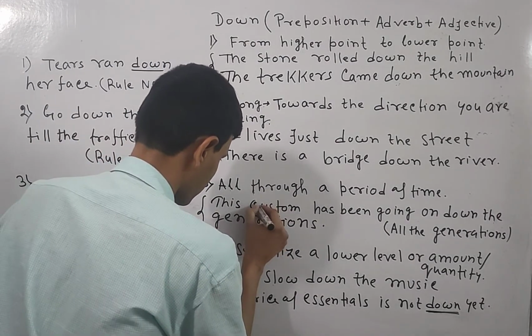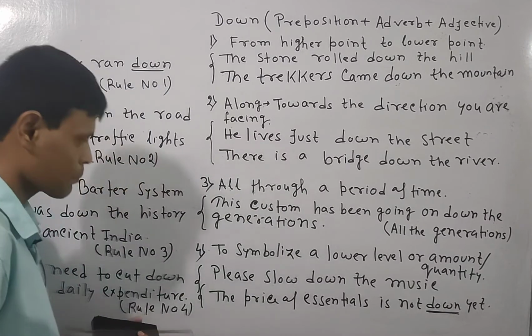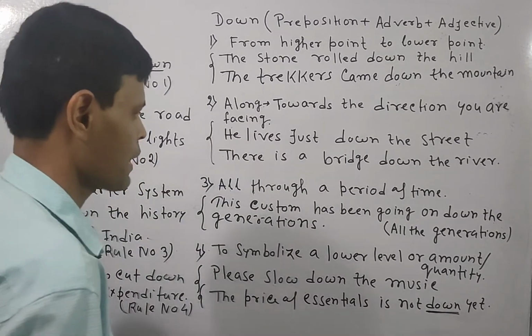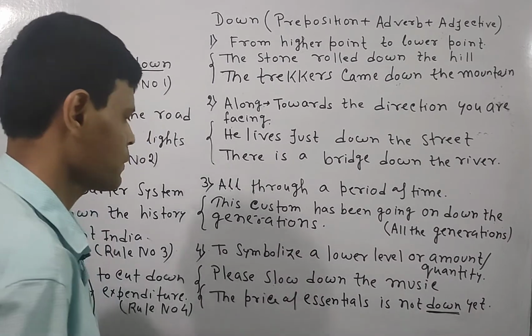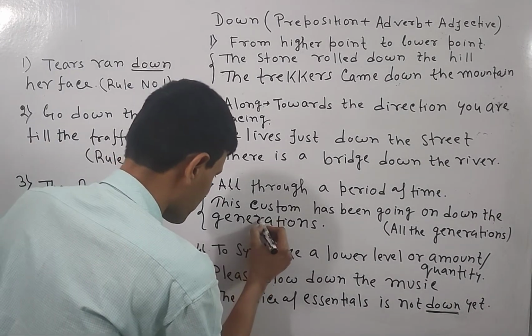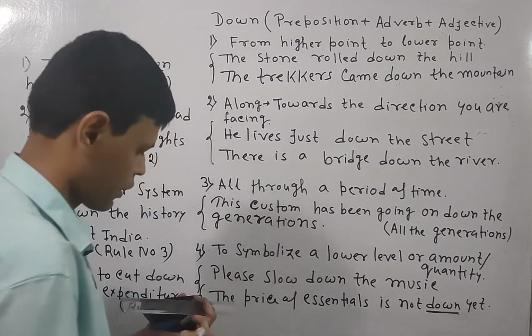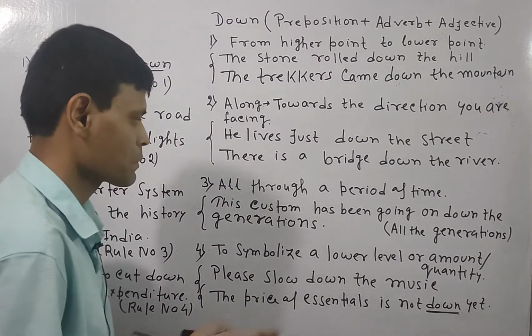Okay, custom means a particular system. This custom has been going on down the generations. Down the generations means generation after generation, this custom has been going on.